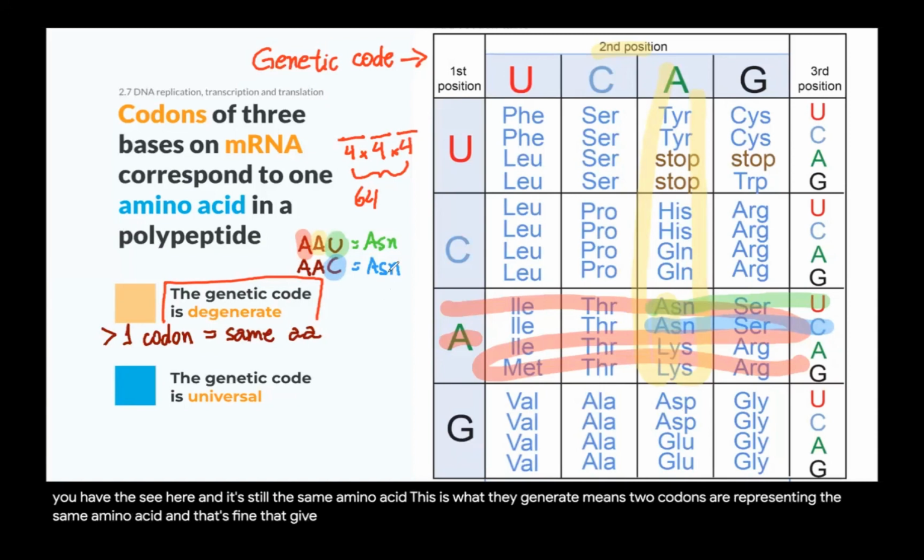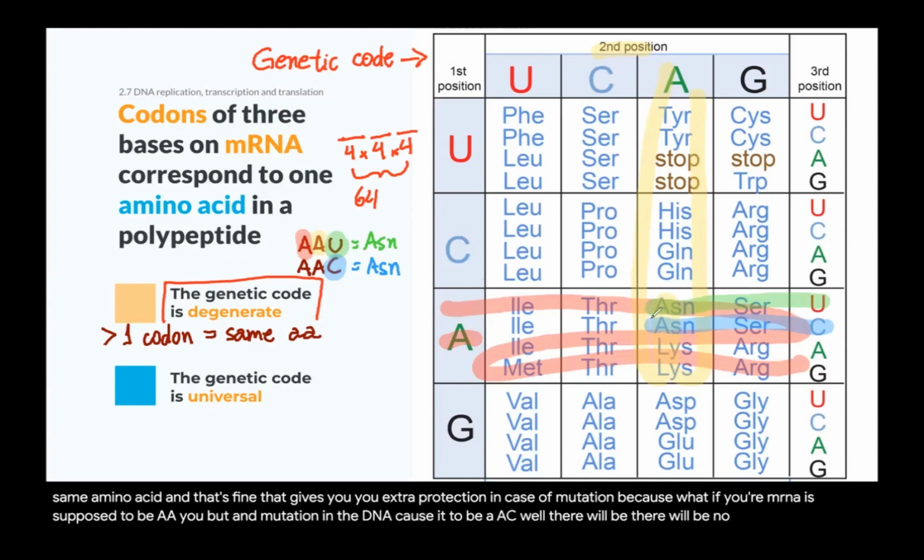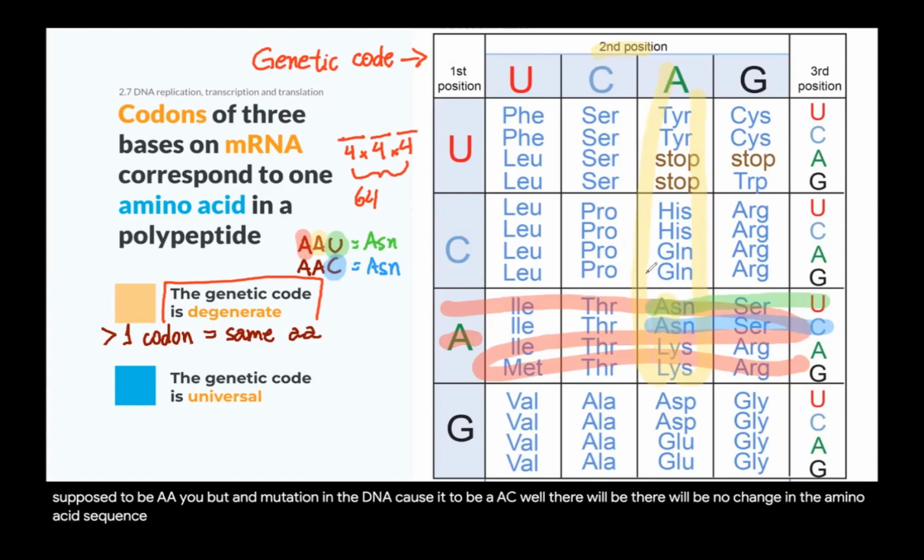That gives you extra protection in case of mutation, because what if your mRNA is supposed to be AAU, but a mutation in the DNA causes it to be AAC? There will be no change in the amino acid sequence, and this mutation is silent. So being degenerate is a good thing. More than one codon represents the same amino acid, and that's good.